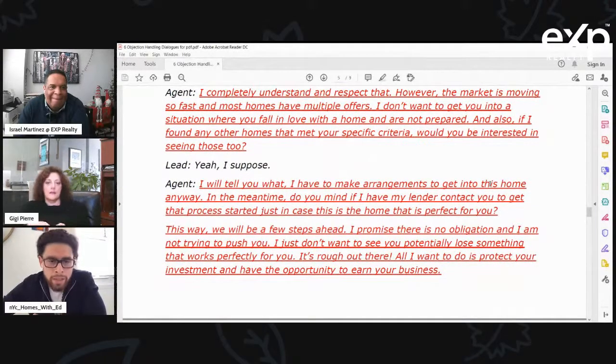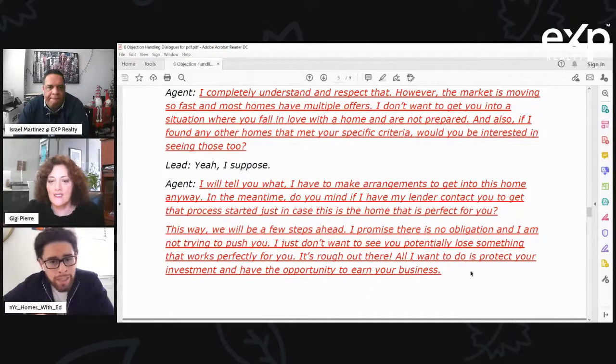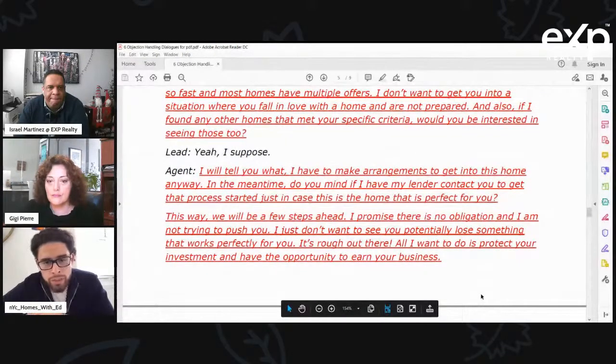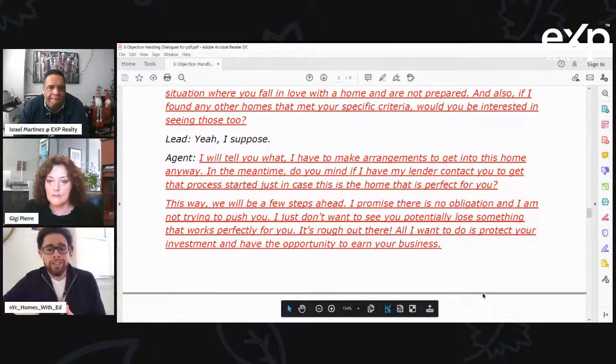Again, this is some verbiage that you can use here at the end. I will tell you what, I have to make arrangements to get into this home anyway. In the meantime, do you mind if I have my lender contact you to get that process started, just in case this is that perfect home for you? This way, we will be a few steps ahead. I promise there is no obligation, and I'm not trying to push you. I just don't want to see you potentially lose something that works perfectly for you and your family. It's rough out there. All I want to do is protect your investment and have the opportunity to earn your business.